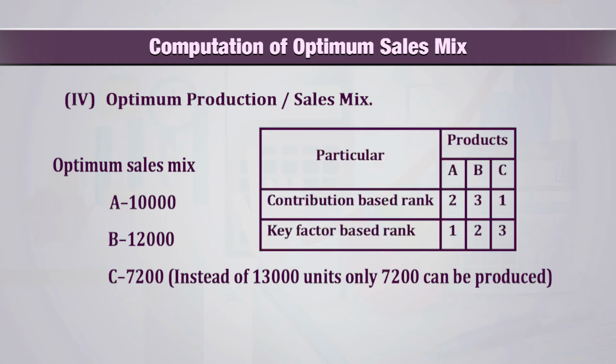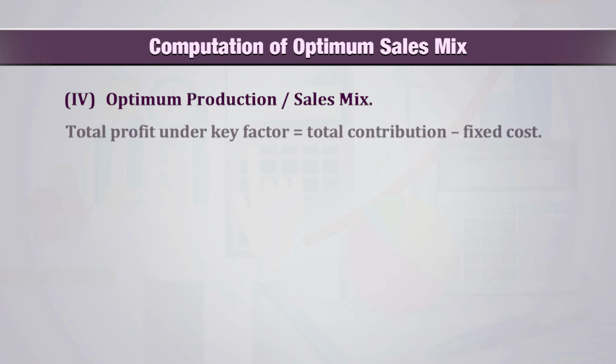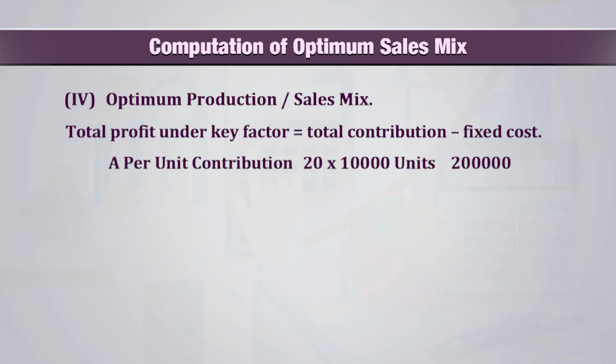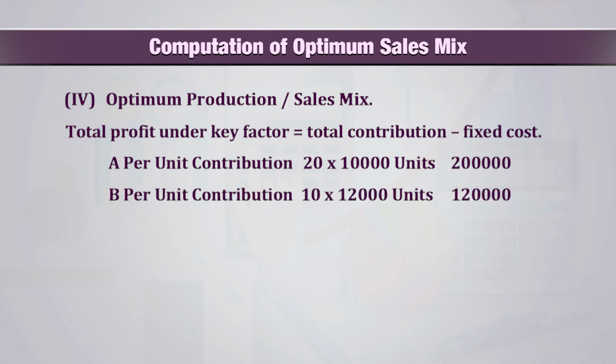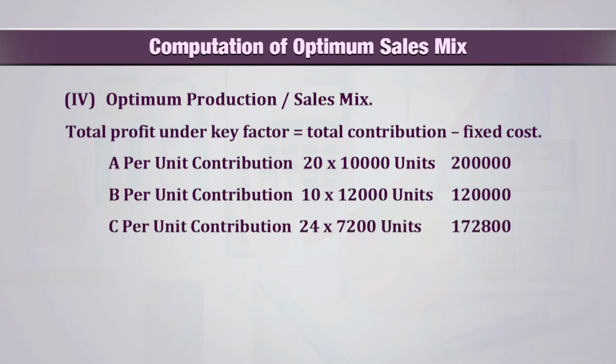Now looking at the table, contribution based rank for A was 2, B was 3 and C was 1, and the key factor based rank changed. A becomes first, B is second and C is third. Total profit under key factor can be calculated by total contribution minus fixed cost. For A, per unit contribution is 20 into 10,000 units gives 2 lakh. B, per unit contribution is 10 into 12,000 units gives 1,20,000. C, per unit contribution is 24 into 7,200 units which gives us 1,72,800.